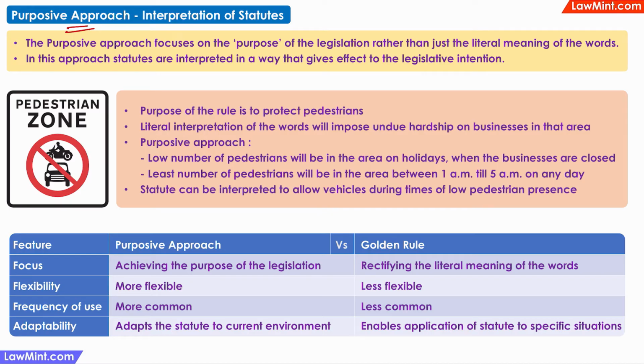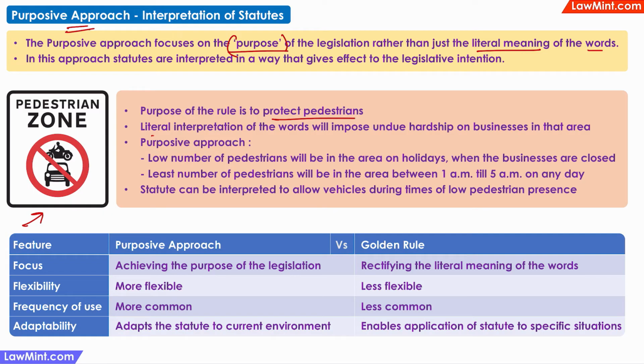The purposive approach to interpretation is quite easy to understand. The focus here is on the purpose of the statute. You will notice that there is a similarity with the Mischief Rule, where the focus was on the mischief that was intended to be addressed by the statute. In the purposive approach, the focus is on the purpose of the legislation, rather than just the literal meaning of the words. For example, the purpose of a law or a rule creating a pedestrian zone is to protect pedestrians.